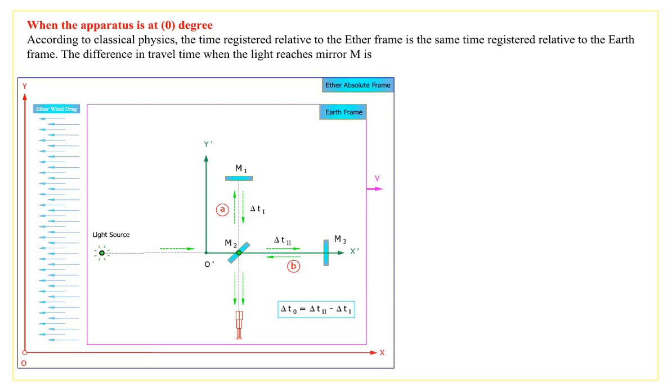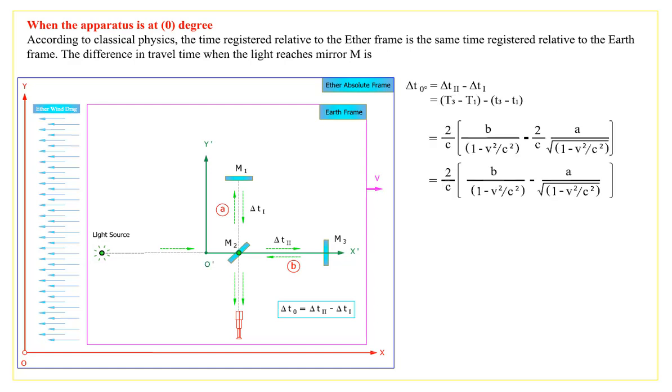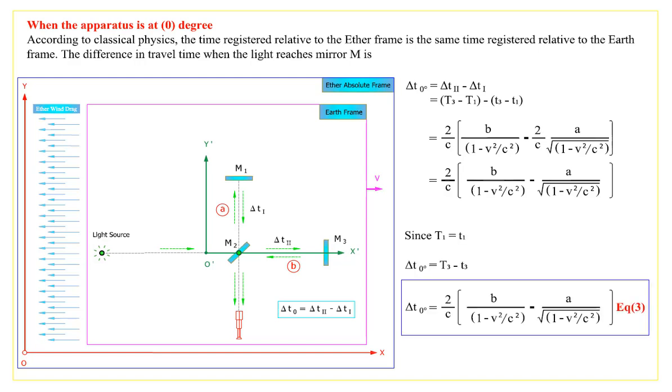When the apparatus is at 0 degrees, according to classical physics, the time registered relative to the ether frame is the same time registered relative to the Earth frame. The difference in travel time when the light reaches mirror M is delta t at 0 degrees equals delta t2 minus delta t1. Since t1 capital equals t1, delta t at 0 degrees equals t3 capital minus t3.